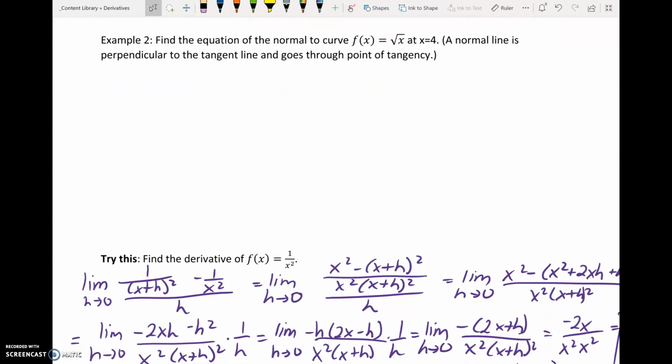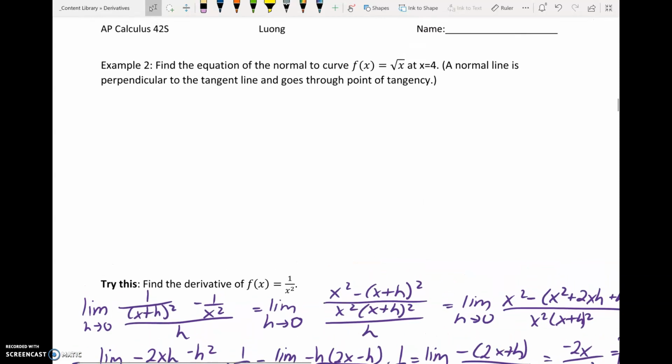We're going to try a similar question, slightly different, but we want to calculate the normal line equation. The normal line is perpendicular to the tangent line and goes through the point of tangency. We're going to again find the slope first, and once we find the slope, all we need to do is reciprocal it and then negate it.